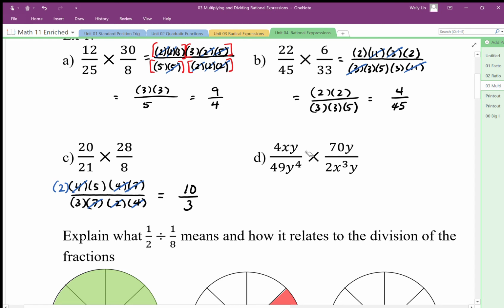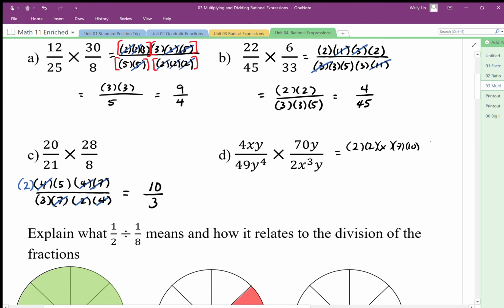Even with variable pieces, we just need to recognize the factors that will cancel out. So the numerical factors, I've got 2 and 2, 7 and 7. So I'm going to write this as 2 times 2 times x times 7 times 10 times, oh, there's a y in there as well. I've missed the y factor. Y times 7 times 10 times another y factor.